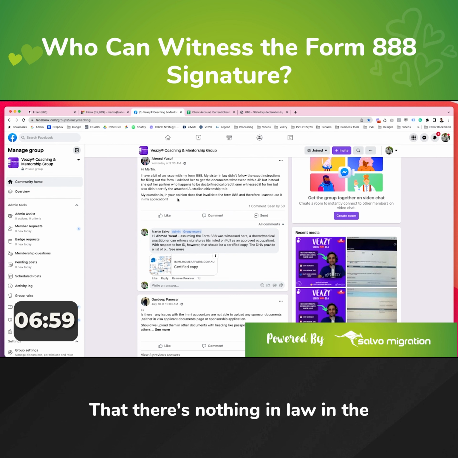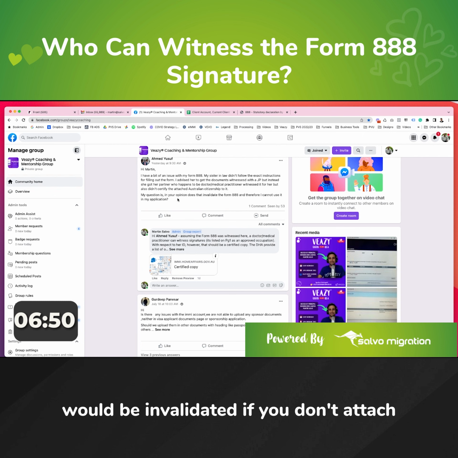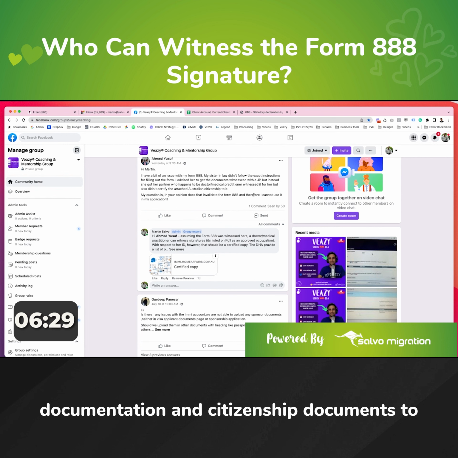There's nothing in law, in the migration regulations or the Migration Act, or even government policy that specifically says the Form 888 would be invalidated if you don't attach a copy of that person's ID, but it may just not be taken into consideration. Unfortunately, we don't know. Ultimately, you don't know if a case officer will consider that Form 888 or not if it isn't properly witnessed and if it doesn't have the required identity documentation and citizenship documents. So really, you want to follow that Form 888 as best as you can in terms of what it states to ensure that it's considered. But it doesn't mean it's invalidated if you don't.